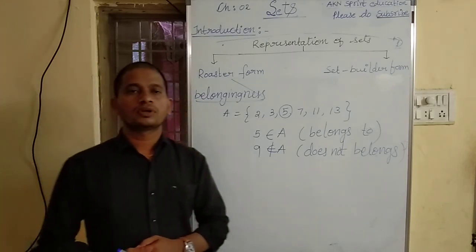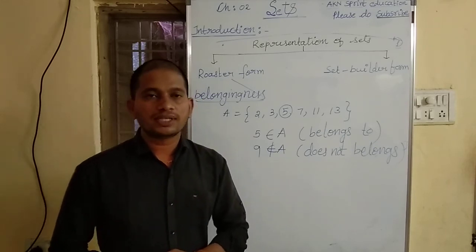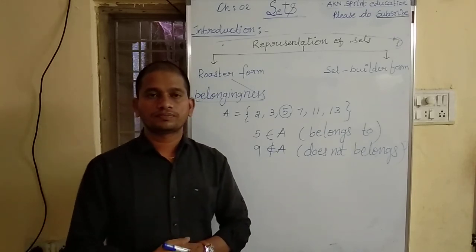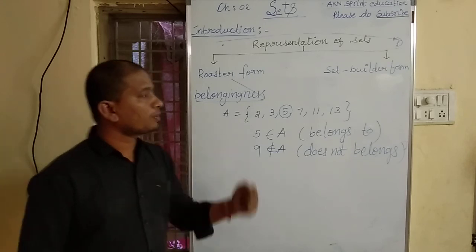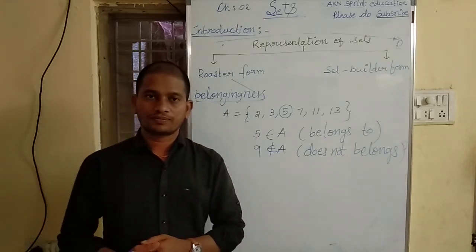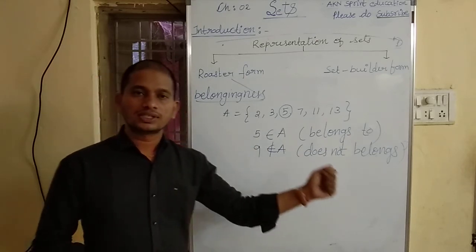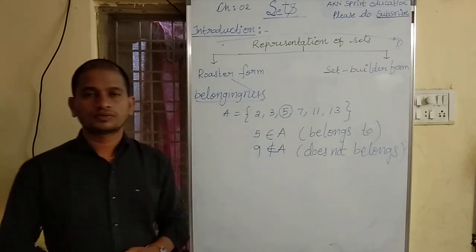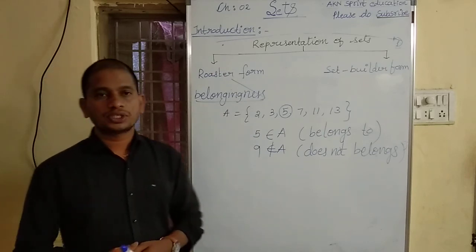In roster form, we represent the elements in the set separated by commas. Whereas in set builder form, we describe the elements with a common property. We have to follow certain syntax that we have discussed now. This is about the introduction to sets.